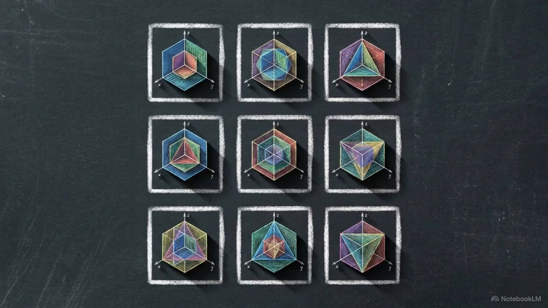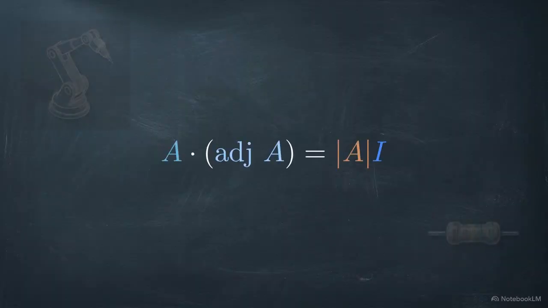The adjoint is not an arbitrary computational artifact. It is the specific geometric reorganization required to define the inverse of a matrix algebraically. This identity shows the direct structural link between our original matrix and its newly formed adjoint. Multiplying these two matrices together results in the identity matrix, scaled exactly by the determinant of A.